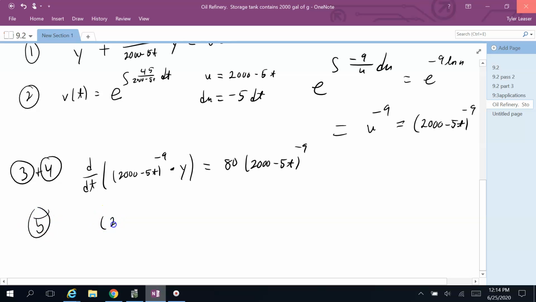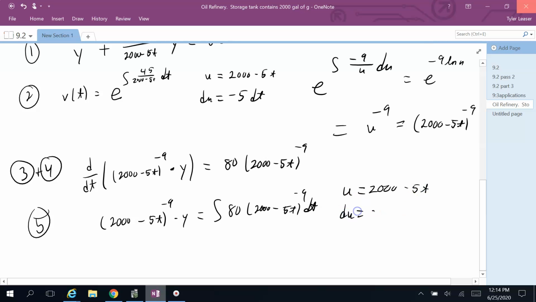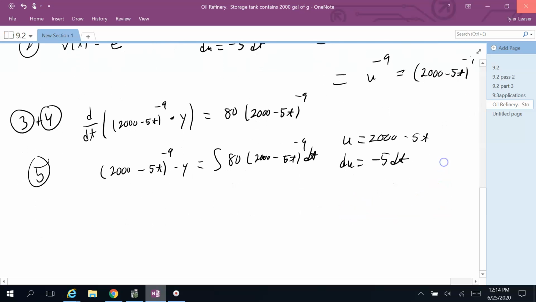When you integrate the left-hand side, it just cancels out the derivative. Integrating the right-hand side, we're going to have to do another u substitution. So let's at least write it out. The integral of 80 times (2000 minus 5t) to the -9 dt. U will be the 2000 minus 5t again. Du is going to be another -5 dt, which means this -5 is going to be divided here. So 80 divided by -5 is a number.